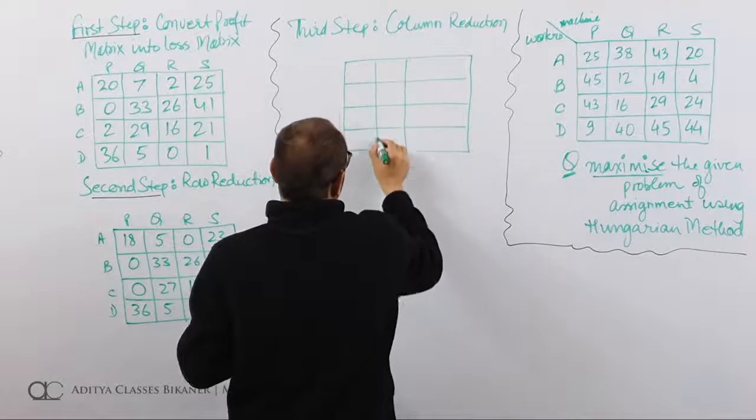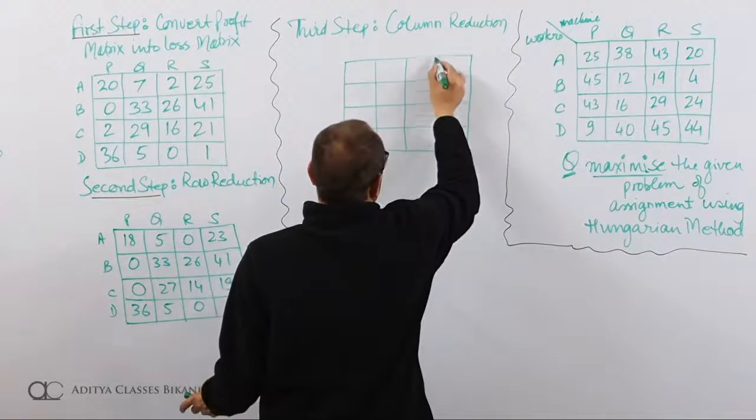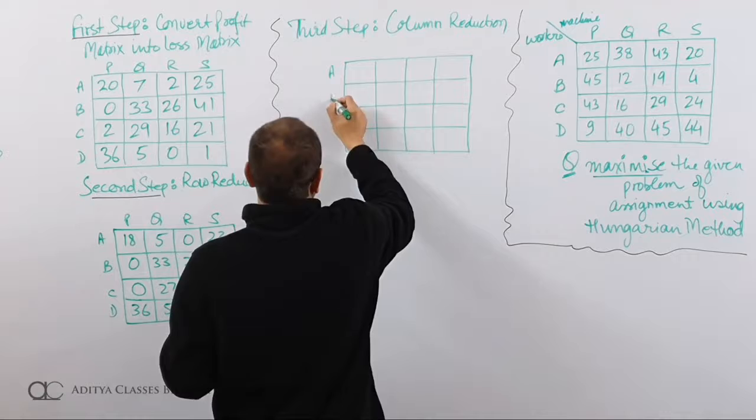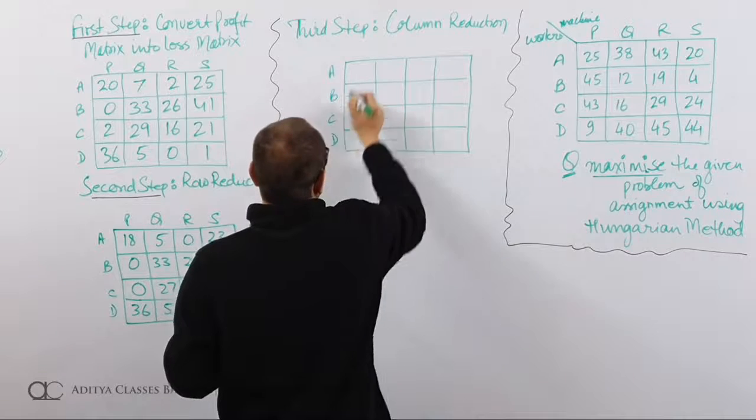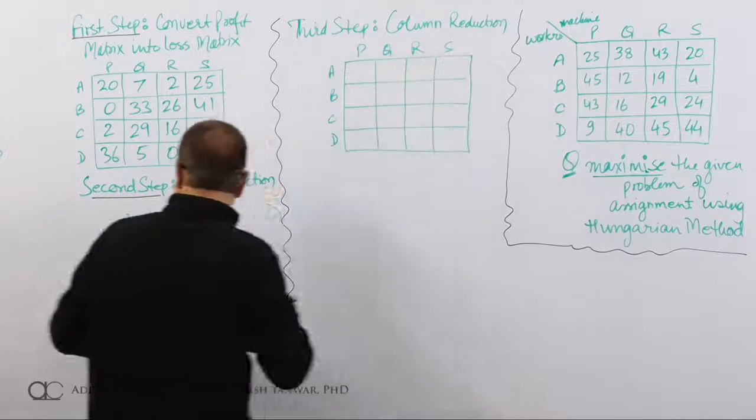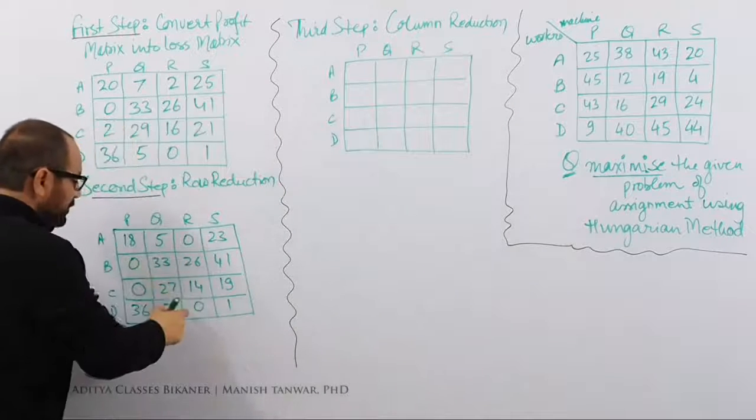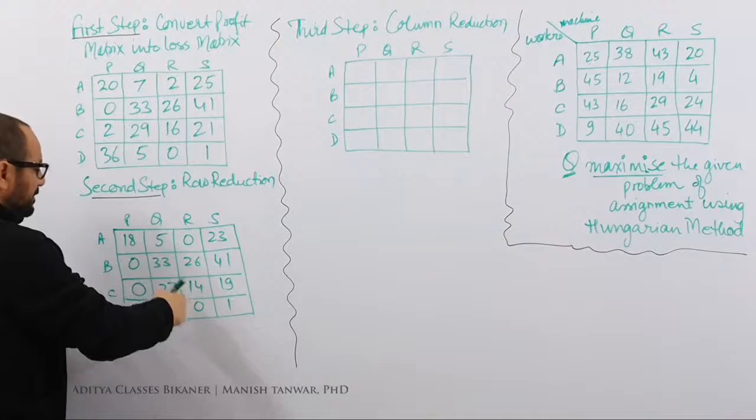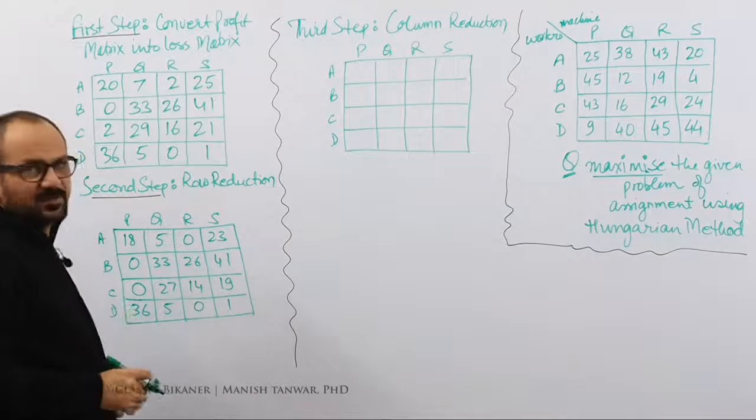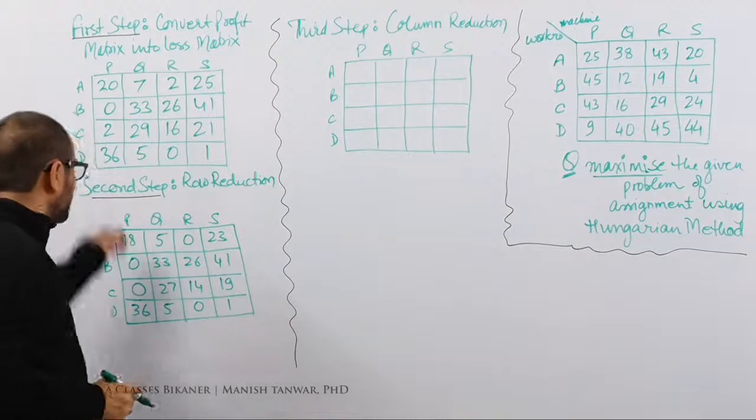If you check the row reduced matrix, that is this matrix, every row is having a 0, but not every column is having a 0, because it has not been reduced for columns P, Q, R and S. This column is having no zeros, this column is having no zeros, because it has not been column reduced. So let us go ahead and column reduce it.